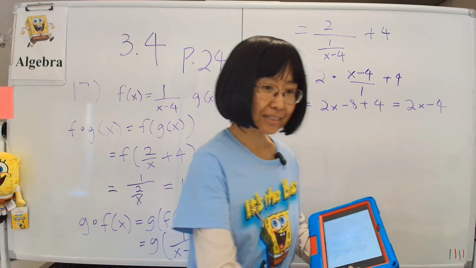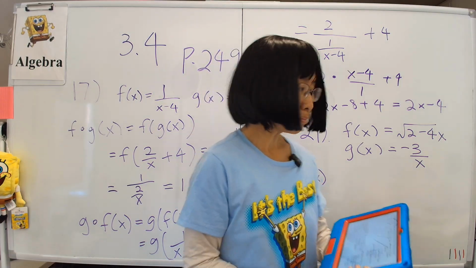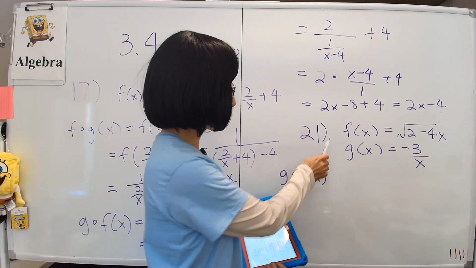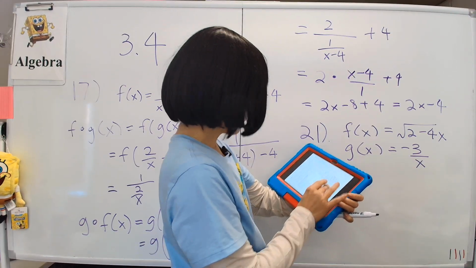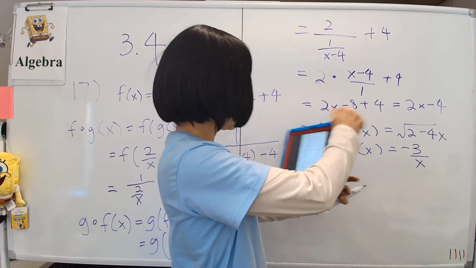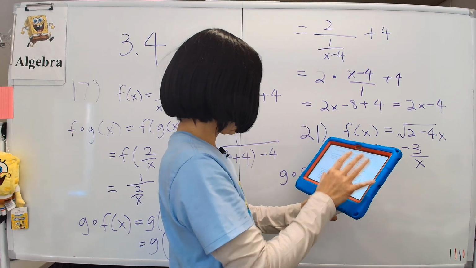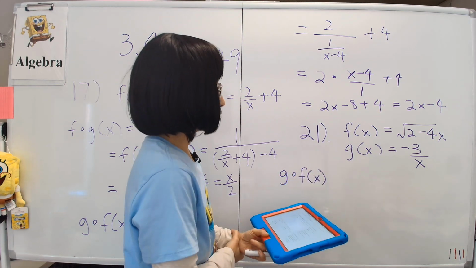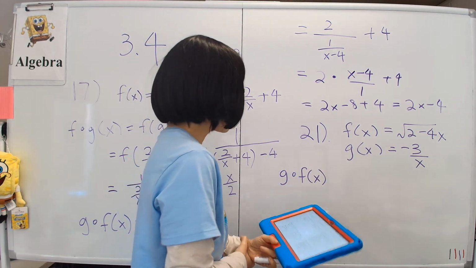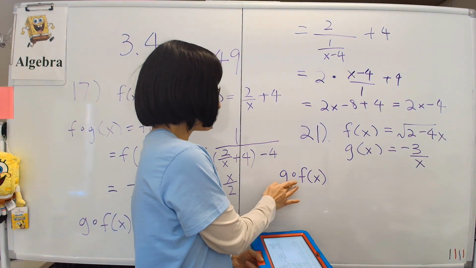Okay, so next. So problem 21, we have f of x equal to the square root of 2 minus 4x. Is that right? That doesn't sound right. Let me see. Did I write it right? Yeah, it says 2 minus 4x, fine, nothing wrong with that. And then g of x is negative 3 over x, and we're supposed to calculate g of f of x.